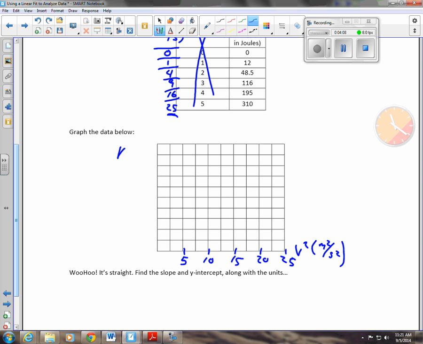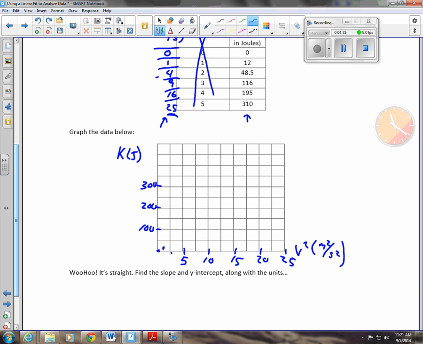My y-axis is going to be the same. Kinetic energy in joules. I have to go up to 310 again. So 100, 200, 300. Now I'm graphing this column in my x and this column in my y. So 0, 0 for the first point. Now my second point is at 1 and 12. So I go over to 1. 1 would be like someplace in here because this is 2.5. So 1 would be over here somewhere. And 12 would be, well, so like that.